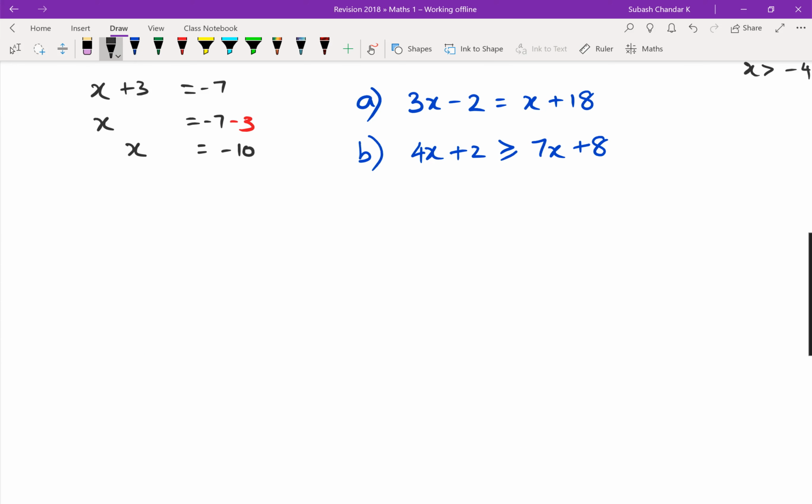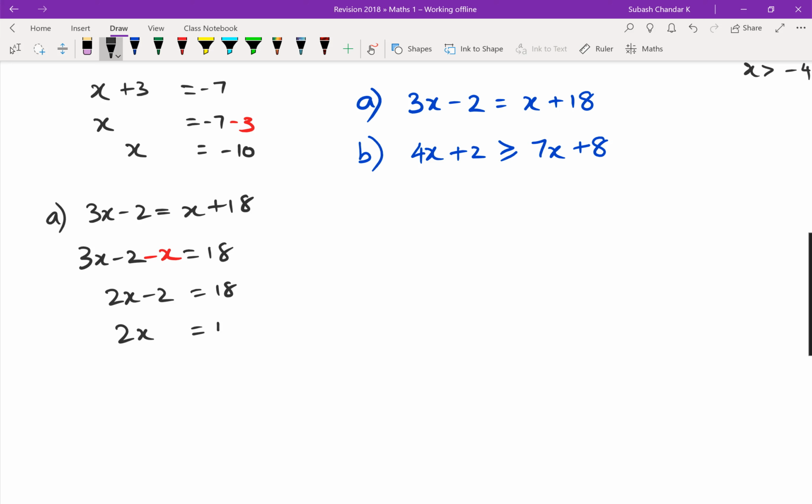Guys, I'm going to do the first one here, which is 3x minus 2 equals x plus 18. So, switch over the x first. It's going to be minus x. So I've got 2x minus 2 equals 18. And then 2x is equal to 18 minus 2, when it comes to the other side, plus 2. So I got 2x equals 20. x equals 20 divided by 2. So x is equal to 10. All right, that's what you should have got for A.